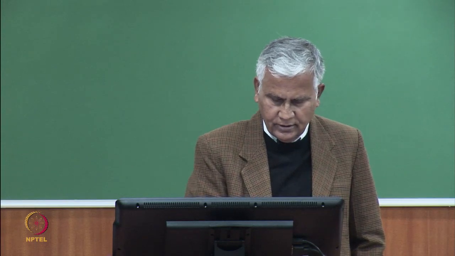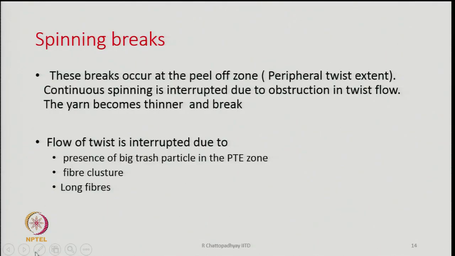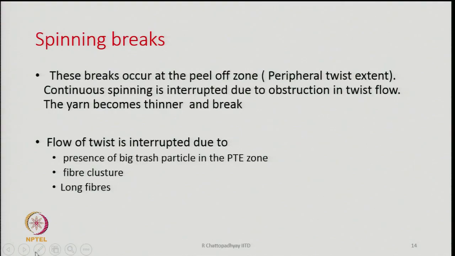Spinning breaks occur at the peel off zone, where actually the twist is flowing a bit into the rotor groove. So, in the peel off zone or the PT zone, the band of fiber is partially twisted, not fully twisted. Because twist is flowing from the yarn, part of the band of fiber is twisted and the rest of the band is untwisted. It is just a parallel band of fibers.